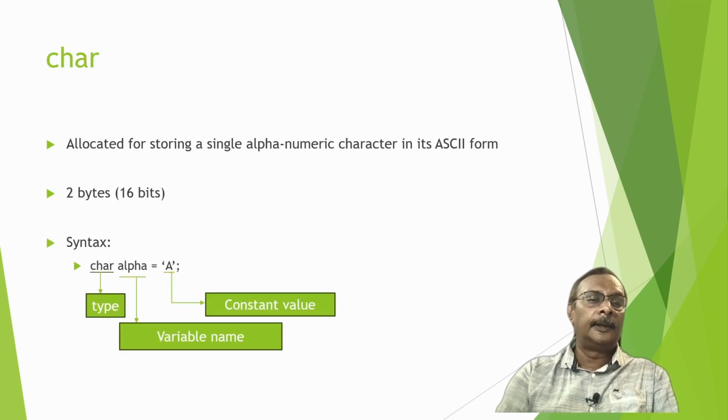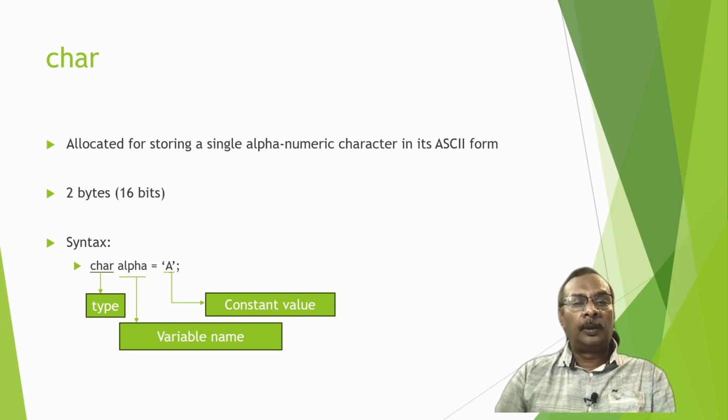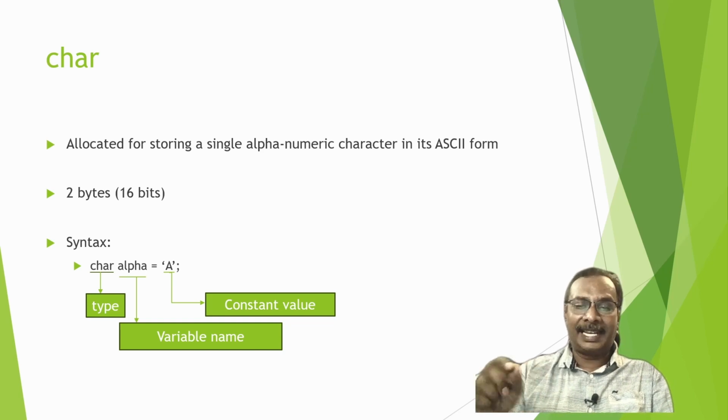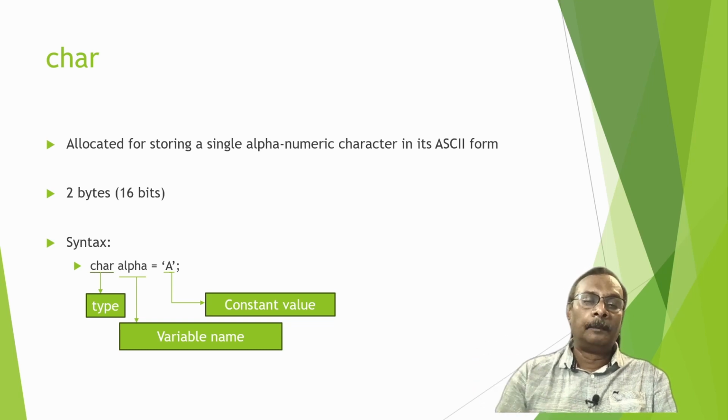To start with, there is a type called char. It stands for character, and as the name states, it will be used to allocate a single character of data. Say for example A or B, or even a digit like 1 or 0 as a character. If you want to print 1 or 0, it has to be a character, right? So the alphanumeric character in its ASCII form. And the size of char in modern Java is 2 bytes, which is 16 bits.